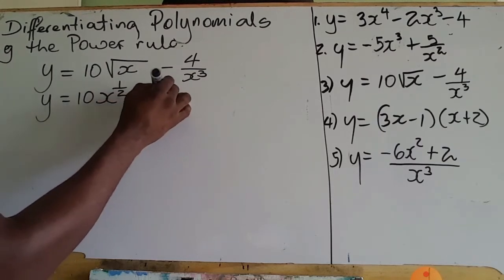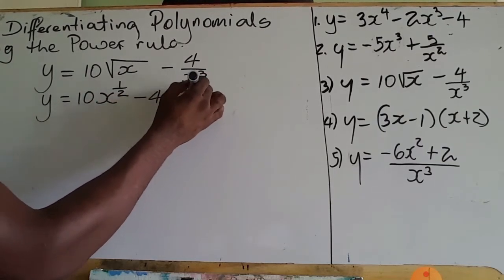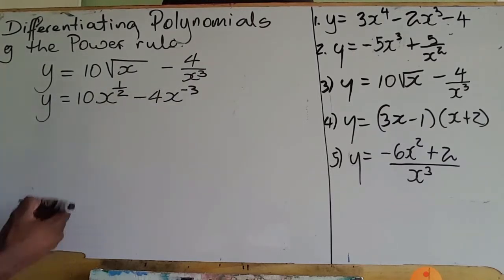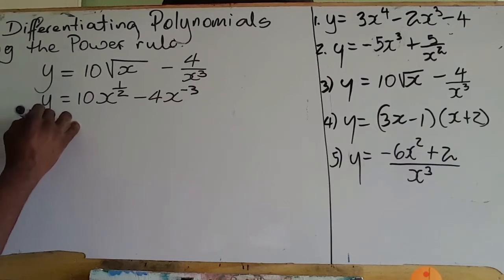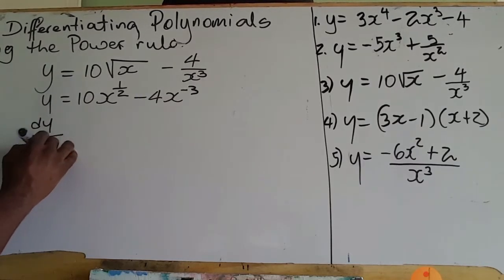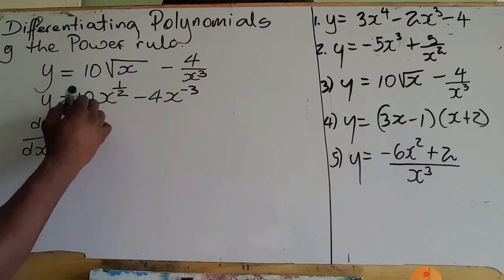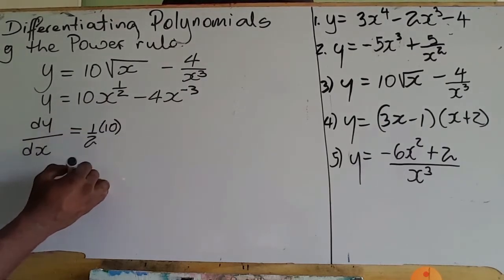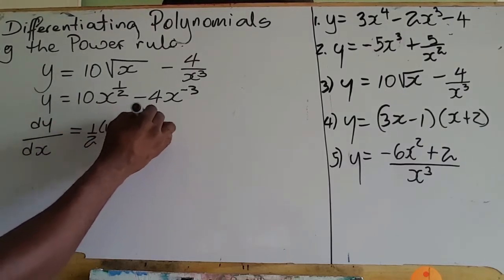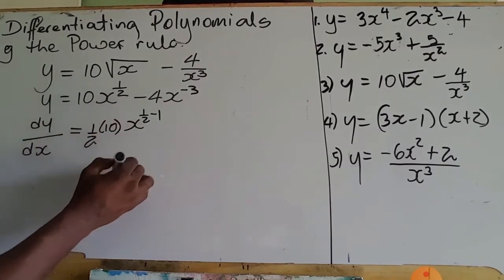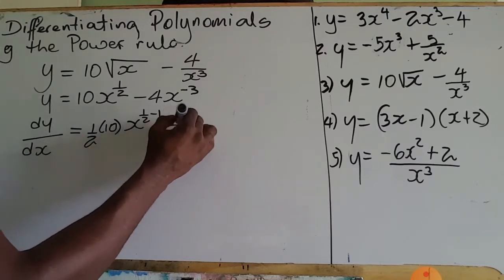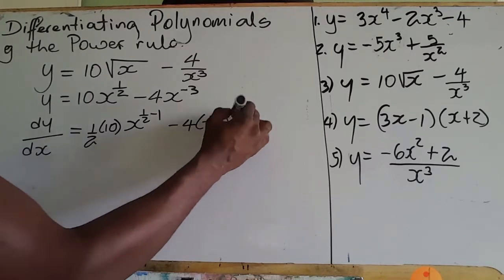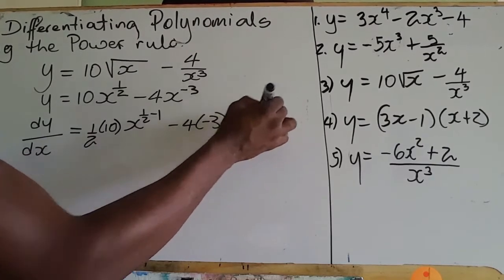And then we represent the cube as a negative power. So y equal to 10x to the half minus 4x to the negative 3. At this time, we are now able to take dy dx. A half times 10, and then x to the half minus 1. Negative 4 times negative 3, x to the negative 3 minus 1.